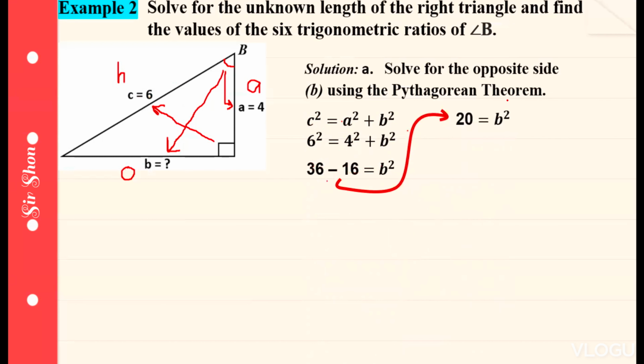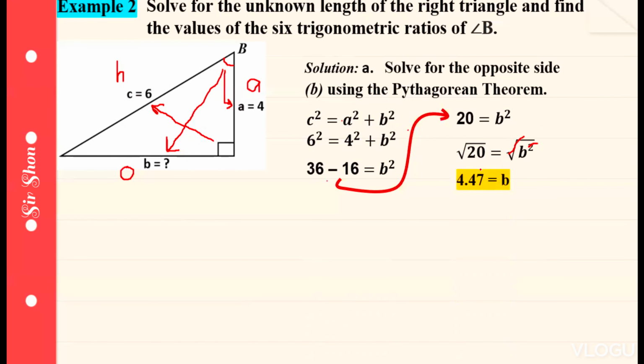Okay, so we have squared beside b, so we have to apply the square root property. We have to write square root on both sides, so we cancel the square and the square root. And b is square root of 20. 20 is not a perfect square, but we can find the factors of 20 where the other factor is a perfect square. So what are the factors of 20? It is 4 times 5. Or we can change square root of 20 directly into decimal, which is 4.47. Therefore, side B here is 4.47.